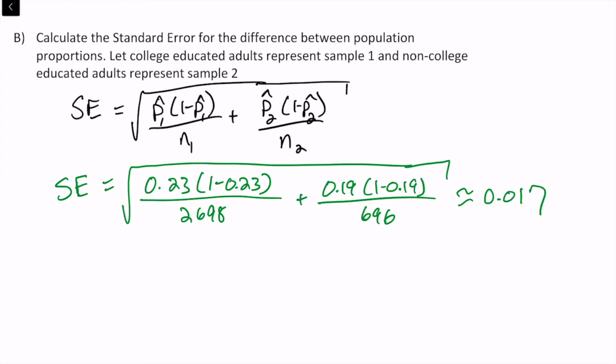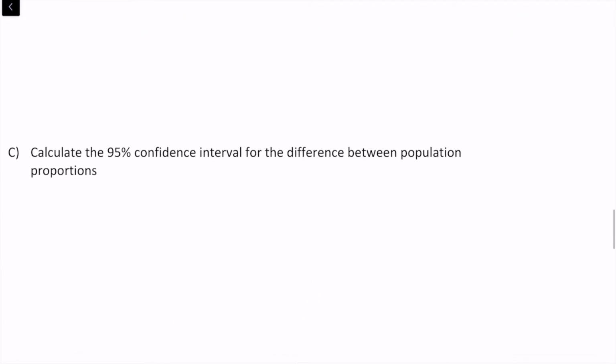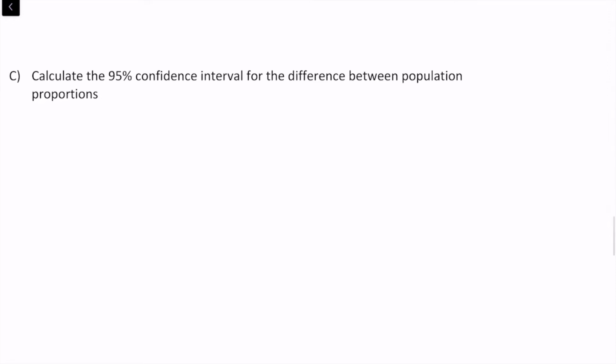So that is our standard error. All right, moving along. Calculate the 95% confidence interval for the difference between the population proportions.